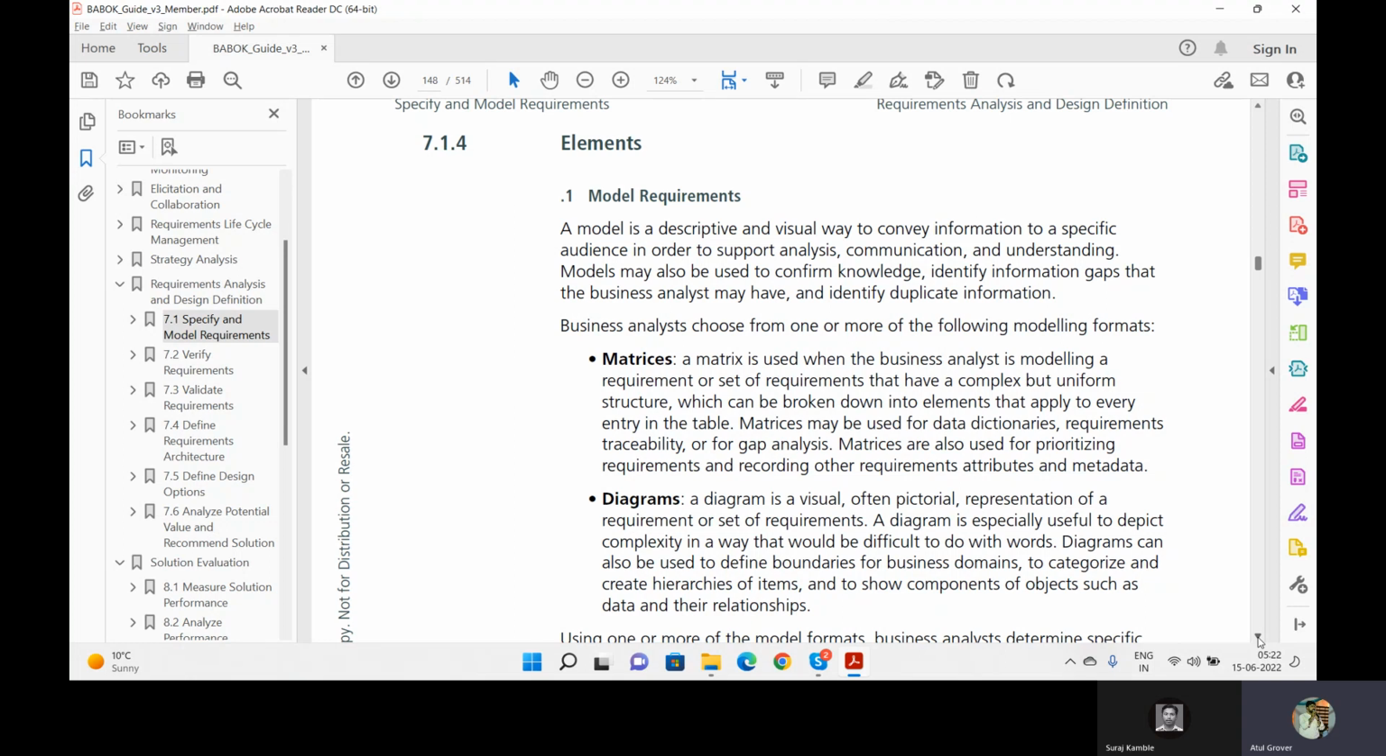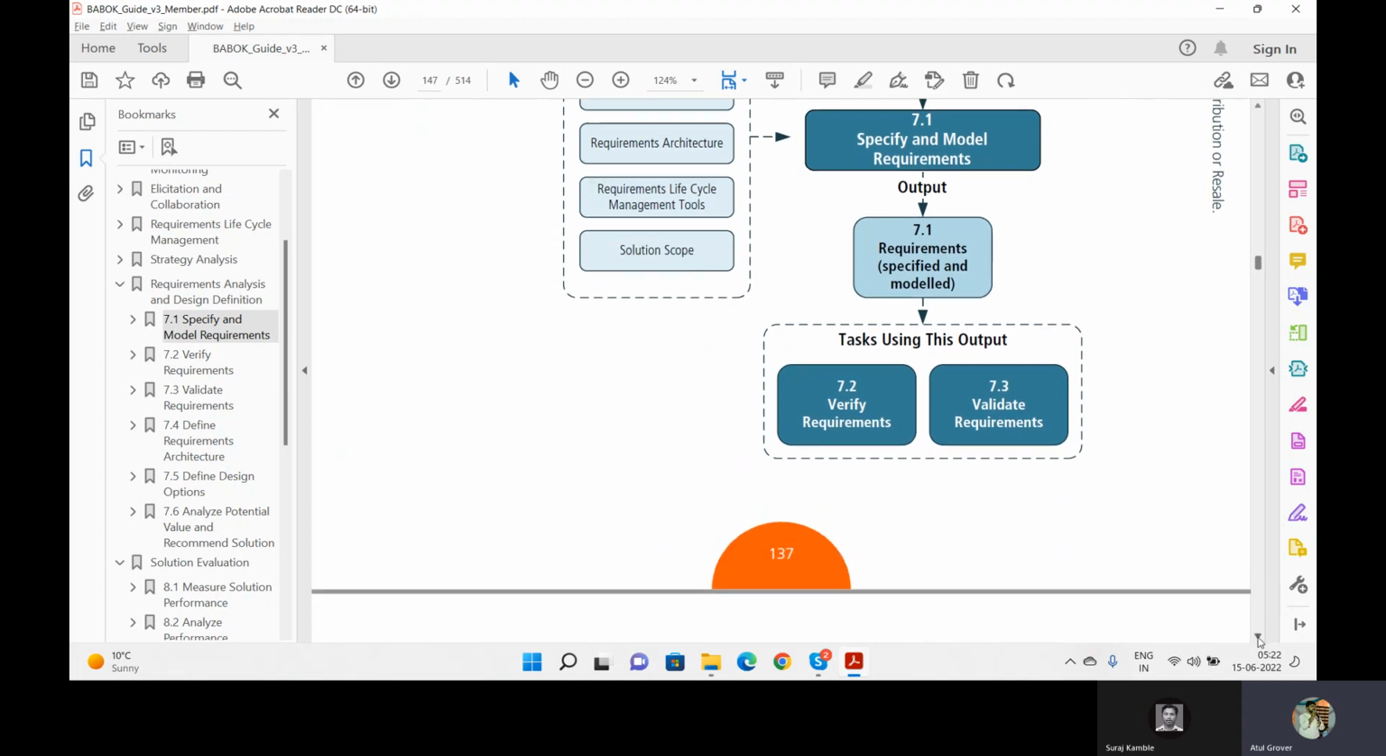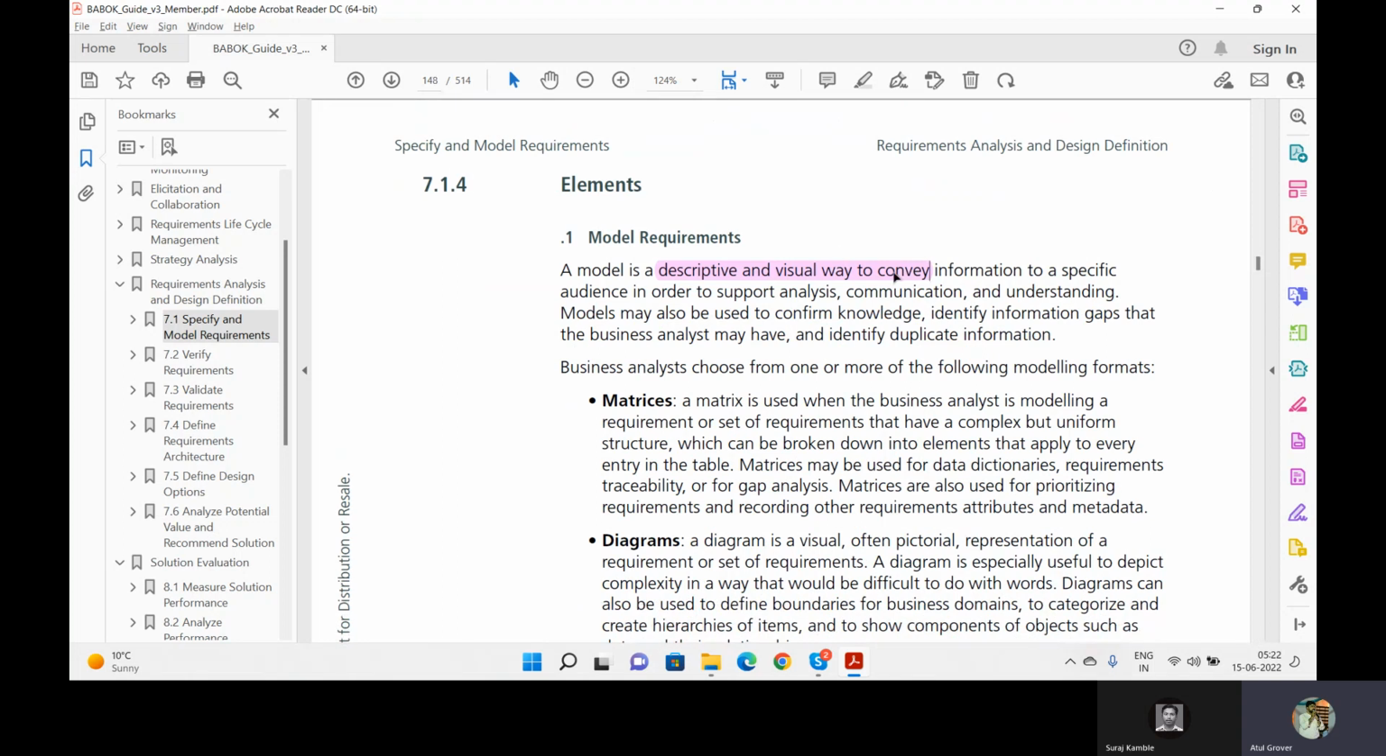It says number 1, the model requirement. The model is a descriptive and visual way to convey information. Like if they remove this picture from here, it is tough for us to understand what the cycle of this particular step is. So they say, let me build a model for you, a pictorial representation for you, a visual way to convey information to a specific audience. The work is the same. The motto is the same: to analyze, communicate and understand.